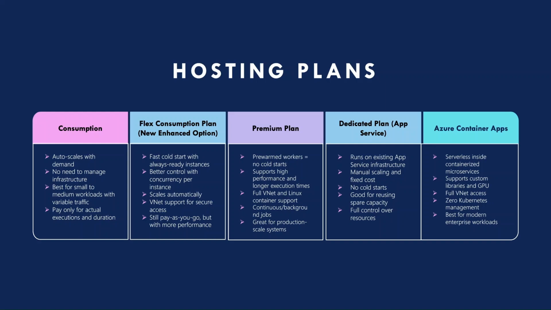Now let's look at the dedicated plan. Your function runs just like web apps in App Service. It's not serverless. You run on reserved infrastructure, so you are billed regardless of usage. It's ideal for apps with constant traffic, uses an existing App Service plan, gives full control over scaling and pricing, and is great when you already have spare capacity. It supports ASE, App Service Environment, for isolation and security. We can have a couple of App Service plans, be it Standard or Premium.